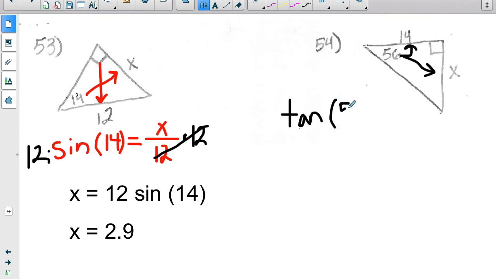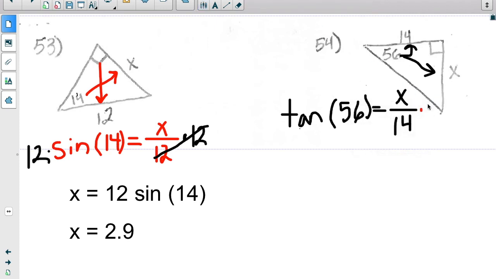Now tangent of 56 is going to equal the opposite side length over 14. Opposite over adjacent. Tangent is opposite over the adjacent side. Now, the first step is going to be to multiply both sides by the bottom of this fraction. So we're going to multiply both sides by 14, because again, we're trying to get x by itself. And what I do to one side, I have to do to the other.